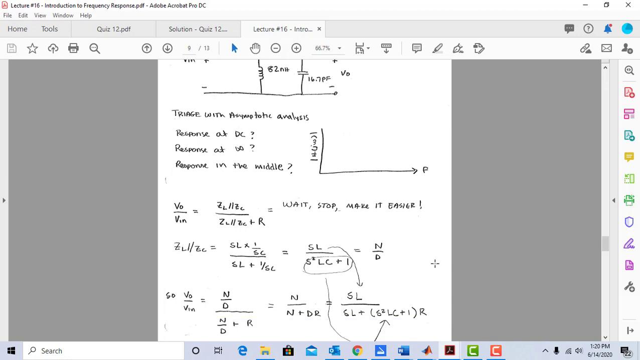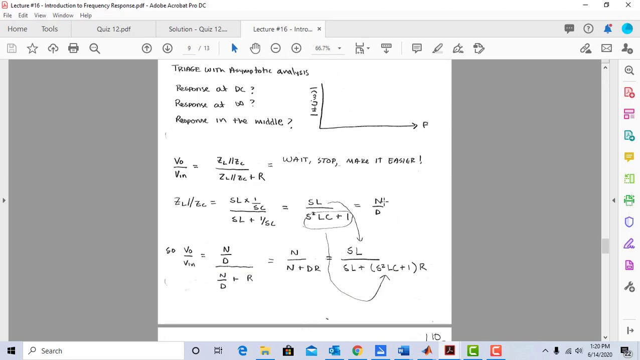Here's the deal, though. I'm going to just call this N over D, because it's a simple fraction, and it's got a numerator, and it's got a denominator. And I know it's kind of a star in this formula here, right? So now my V out over V in becomes N over D divided by N over D plus R.